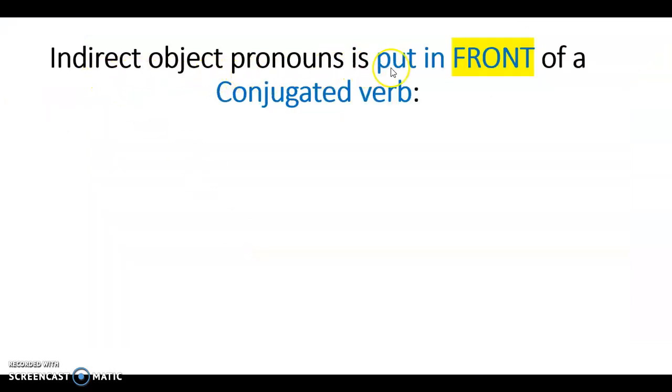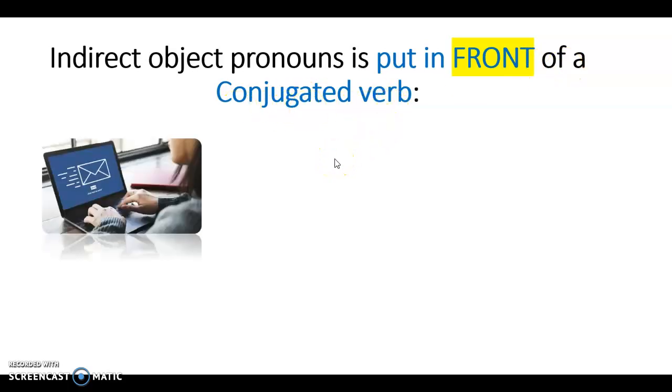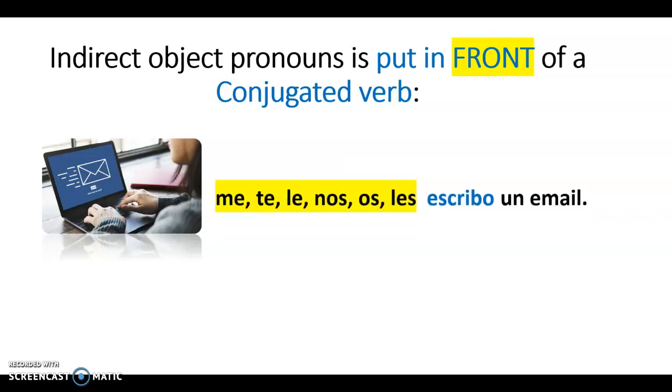So the indirect object pronouns in Spanish go in front of a conjugated verb. This is really different than in English. For example, escribo un email. I write an email. So it depends for whom I'm writing the email. Let's say I'm writing it for you. I would say, te escribo un email. For you, I write an email. If I'm writing it for him, I would say, le escribo un email. It goes in front of the conjugated verb.